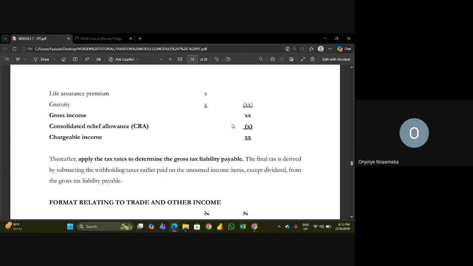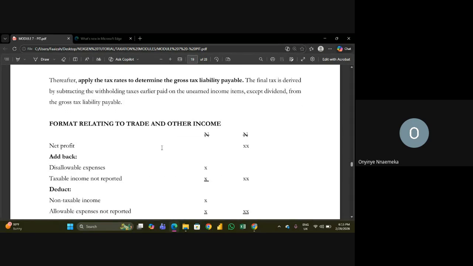It is on this chargeable income that you apply your tax band to know your final tax. If you have any tax that you have paid before, maybe withholding tax or PAYE, you remove it to know your final tax liability. So now for the trading income that I said before, it has its own format.